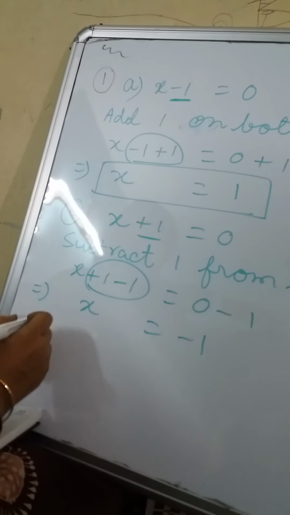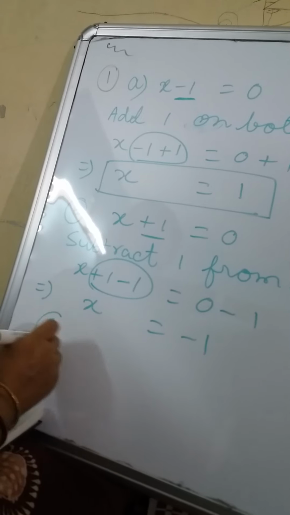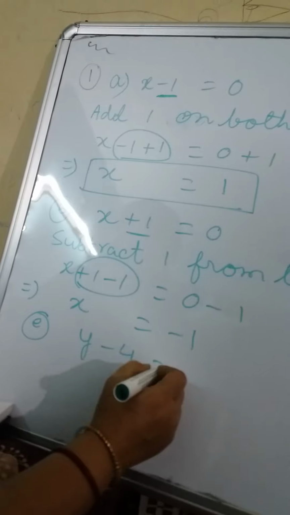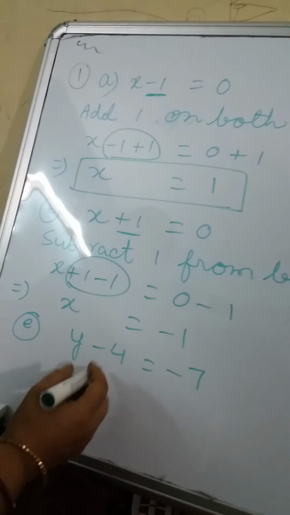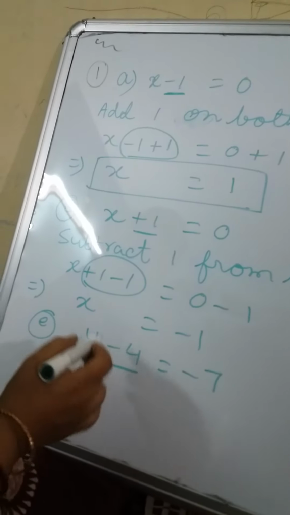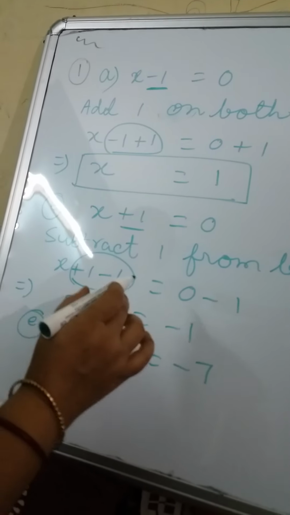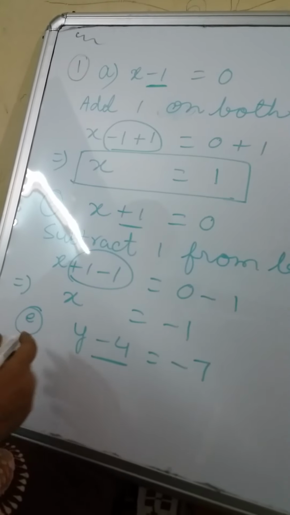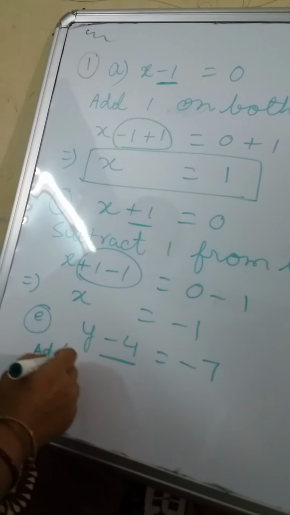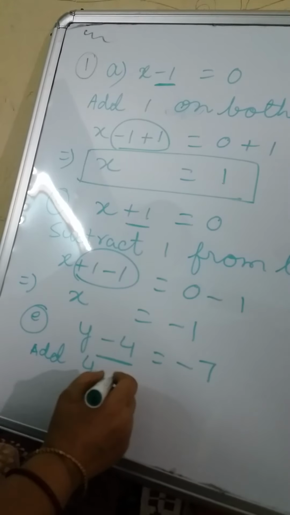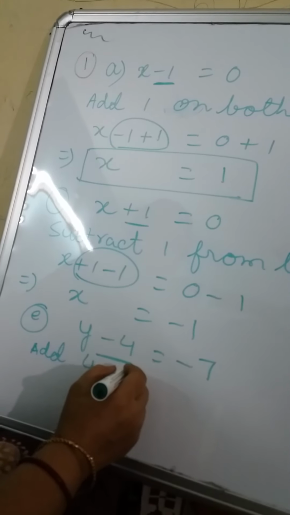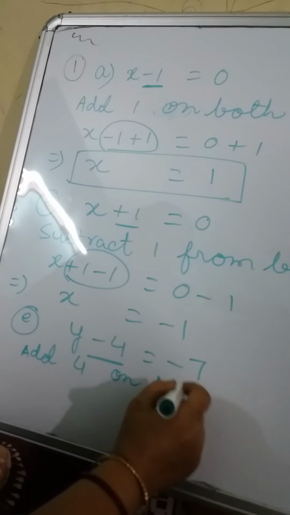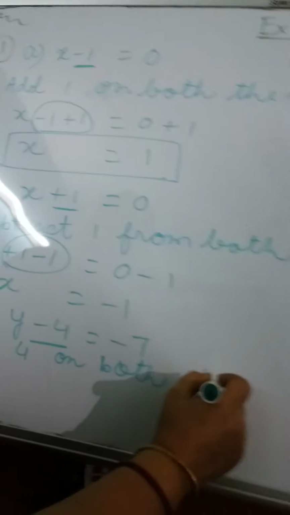In the same way we will do question E. It is y minus 4 equals minus 7. So it is minus 4, so you have to add 4 on both sides. Okay, so add 4 on both sides.